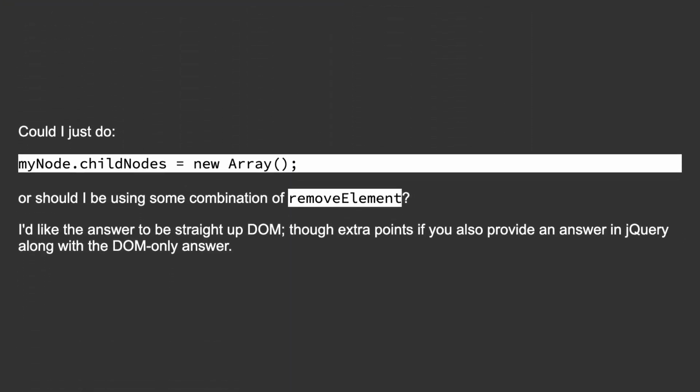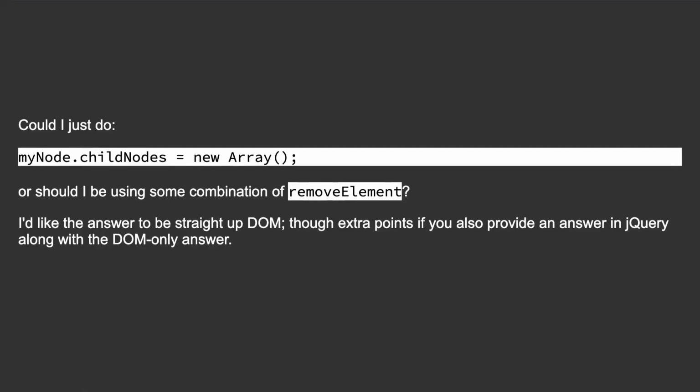Could I just do myNode.childNodes equals new array? Or should I be using some combination of removeElement? I'd like the answer to be straight up DOM, though extra points if you also provide an answer in jQuery along with the DOM only answer.